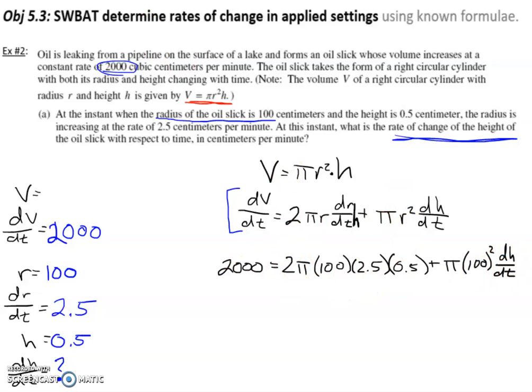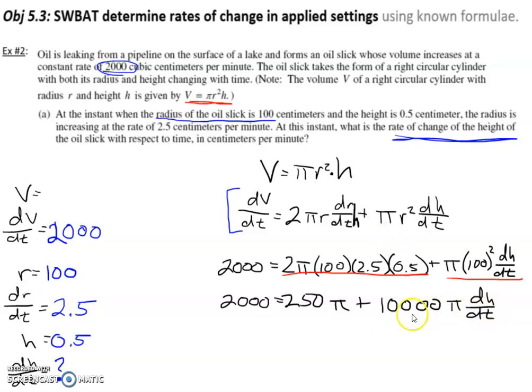So as ugly as this is, there's really just 2 terms here. We've got this whole term that I'm going to simplify, and then we have this term, which I'm going to simplify, and then the 2,000 that's just hanging out on the left for right now. So this is 2,000, and then, let's see, I'm grabbing my calculator. This is going to be 2 times 100 times 2.5 times 0.5, which comes out to 250, and there's a pi there, of course. So this is 250 pi. And then plus 100 squared is 10,000 pi dh/dt.